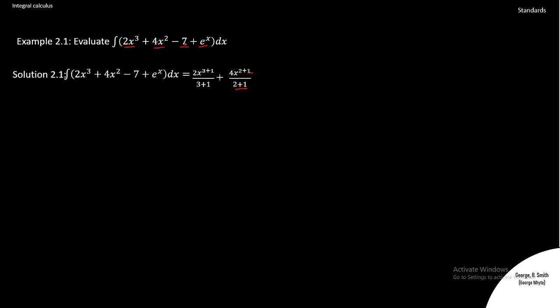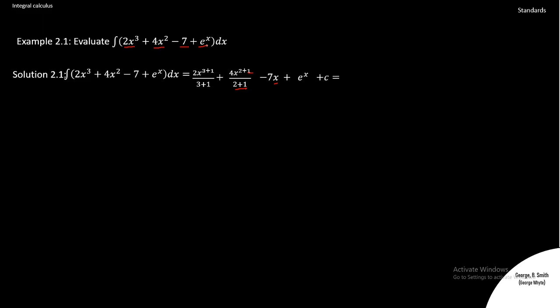Then this is a constant. When you integrate a constant, we said you just attach x to the constant. So this is the x that we attach to the constant. And finally, when you integrate e raised to the power of x, you still get back e raised to the power of x. But remember, one thing is missing here, and what's missing is our constant of integration. So we have plus c.